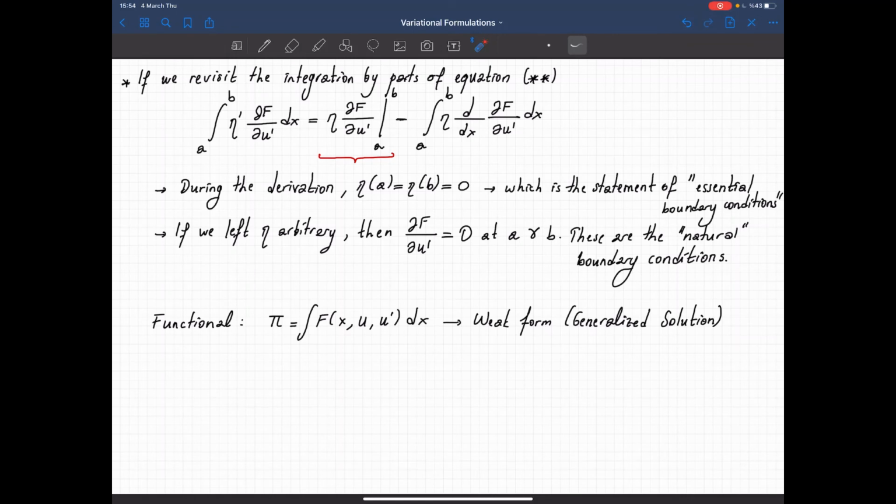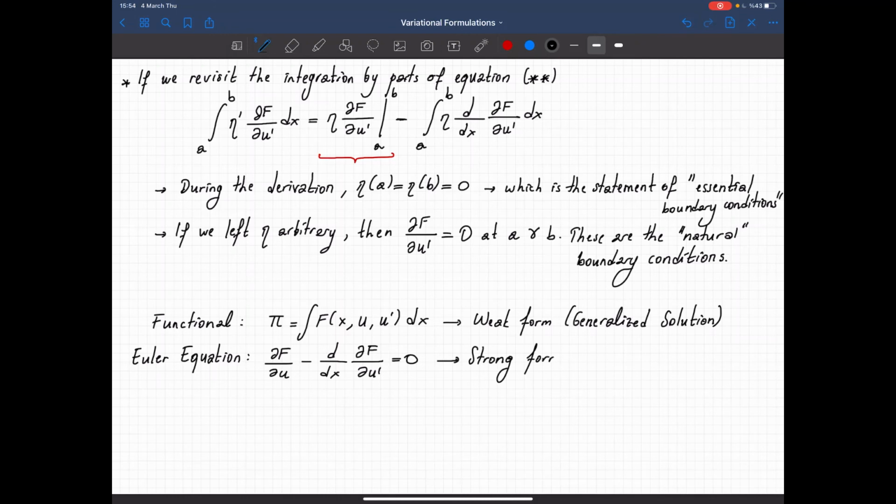But if you really want to find out the exact function that minimizes this P, then you have to use the Euler equation, which has the following form: del f over del u minus d over dx of del f over del u prime is equal to 0, and that's the strong form solution, which we call the classical solution.